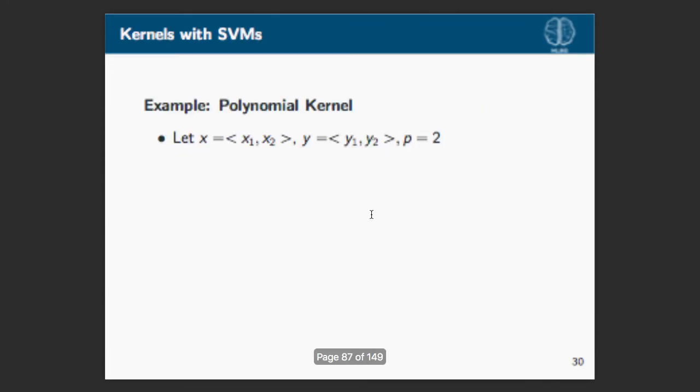Okay, let's look at an example, just to make this all clear. Suppose this is my x, right? My x is some point in two dimensions, x1 and x2. My y is some point in two dimensions. So x and y are going to be my two training points here. Y is not the prediction. Y is another training point. Just as we had xi and xj, this is going to be x and y. So x is x1 and x2, and y is this vector of y1 and y2.